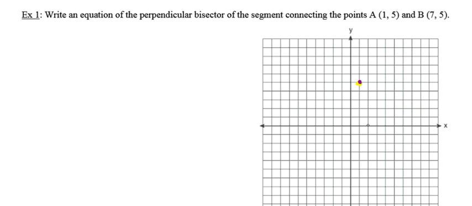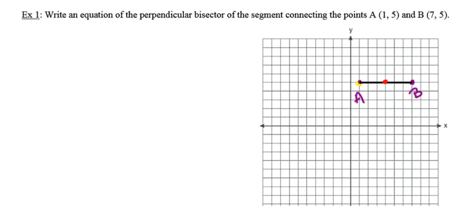So there's 1, 5. And there's 7, 5. And there's the line segment that I'm trying to bisect. So bisect, again, remember, means cut it into two equal pieces. I'm going to say, right off the bat, that if we're going to cut this thing into two equal pieces, our bisector is going to have to pass through our midpoint.